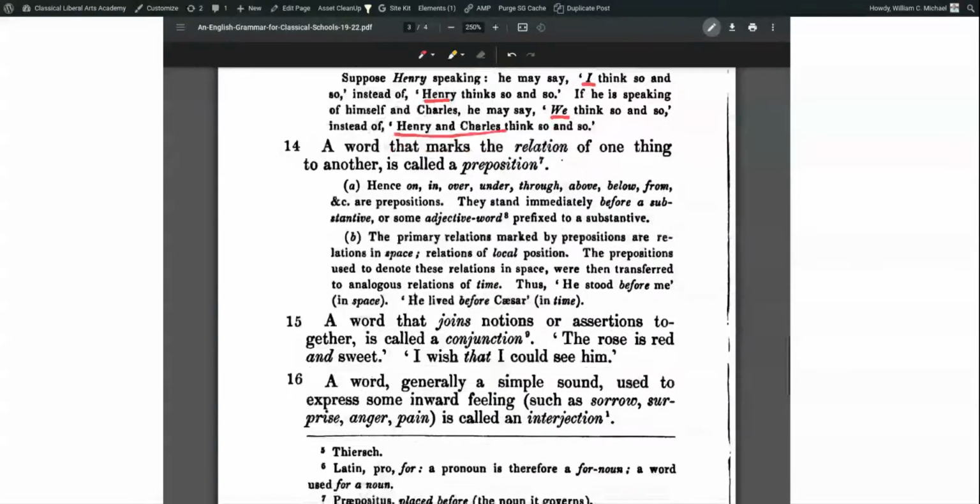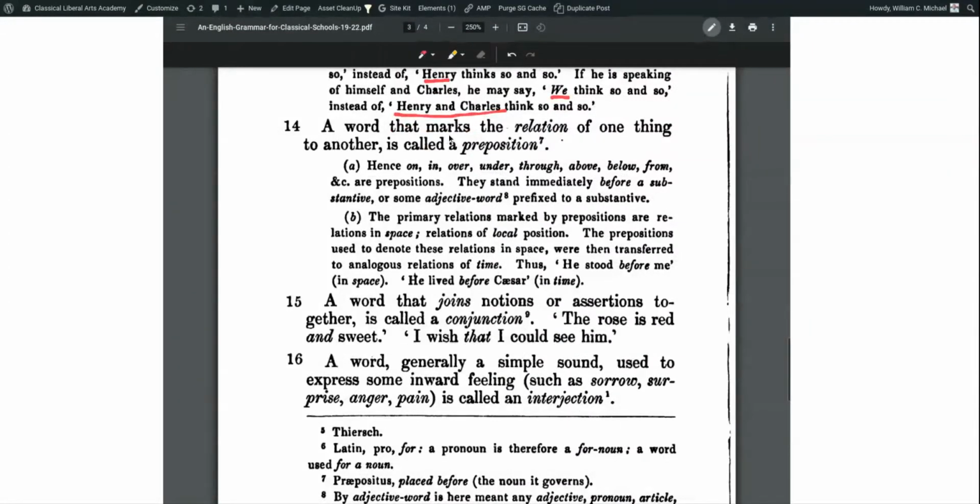Point number 14 here. A word that marks the relation of one thing to another is called a preposition. So this is another part of speech. Let's look at some examples. All of these are examples of prepositions. On, in, over, under, through, above, below, from, and so on are all prepositions.